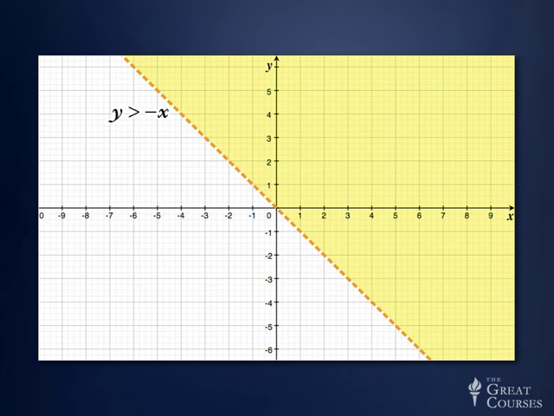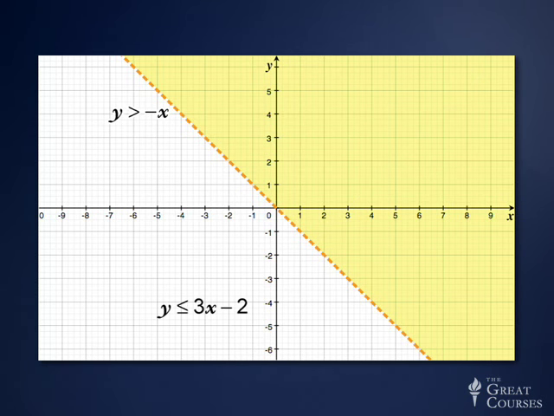Okay? So that's so far so good. We've got basically half of the problem now done. I've shaded in the part of the plane that's going to satisfy the first inequality. Now, let's try doing the same with the second inequality.